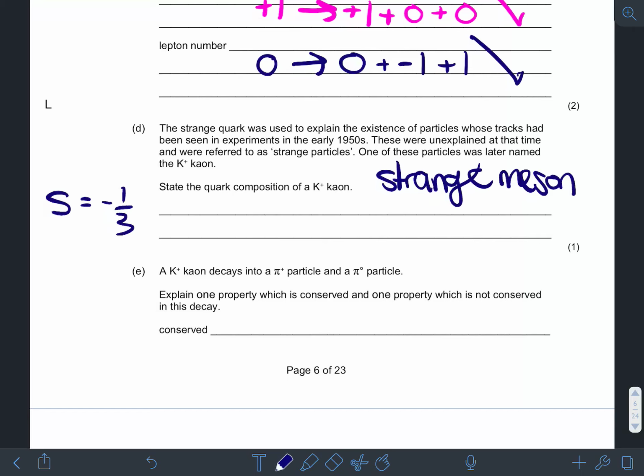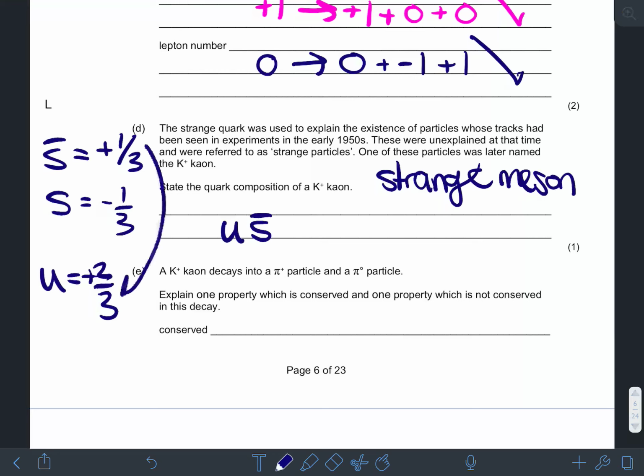So to get a K+, we need an up quark, which is +2/3. We need an up quark and an anti-strange. Okay, an anti-strange is going to have +1/3 charge. So those two together will get you your K+ charge. Okay, beautiful.